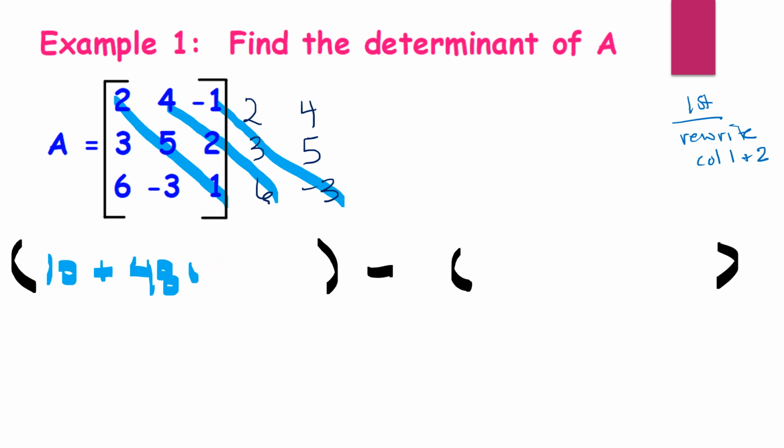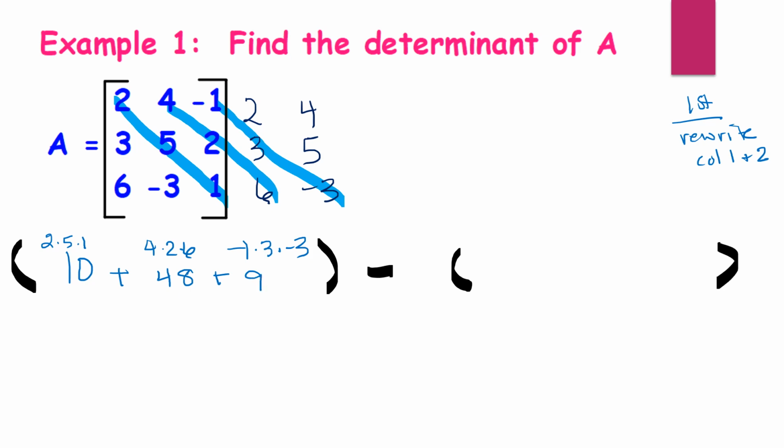Okay, let me actually erase all those so you guys can see that a little bit better. Sorry, I didn't realize I was writing in highlighter. So that was 10, or 2 times 5 times 1 for the first set of downers, plus 4 times 2 times 6 for the next set, which is 48, plus, and then our last diagonals, -1 times 3 times -3, which is +9. Okay, we'll come back and do the sums of these in just a moment.